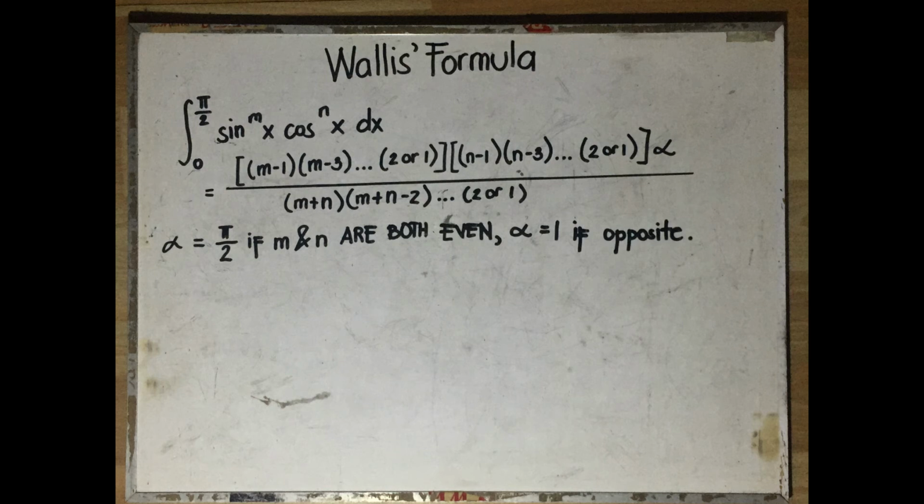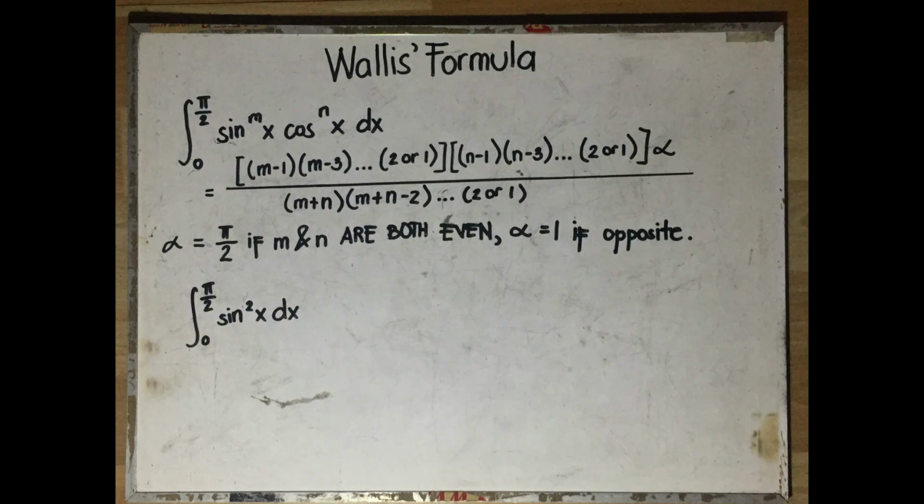So you focus first in your numerator, wherein you multiply the differences of m subtracted to consecutive odd integers until one of its differences is equal to 2 or 1. Same with n. Then, you multiply the product of both quantities to alpha with the following conditions. Then, your next focus is your denominator, as shown that you should multiply the sum of m and n to the differences of the sum of m and n to consecutive even integers until it has an answer equal to 2 or 1.